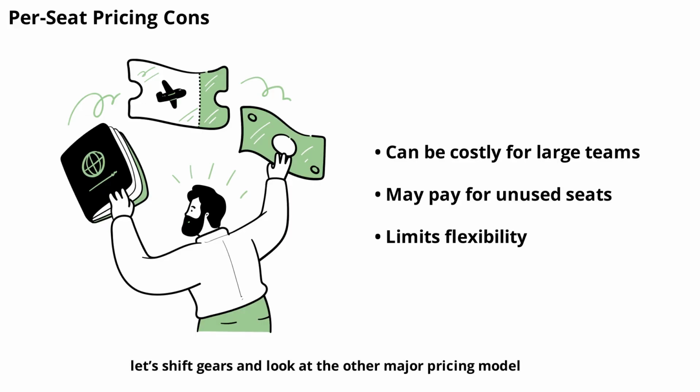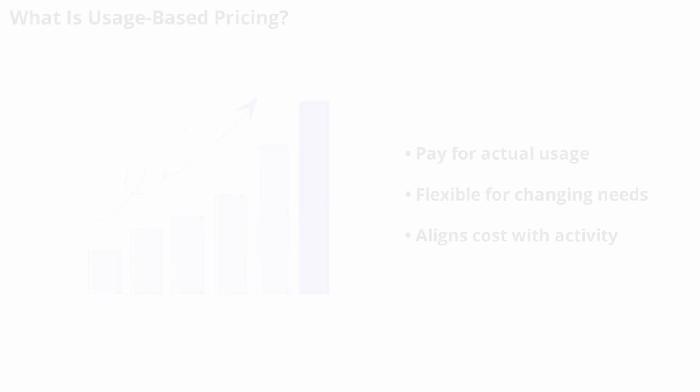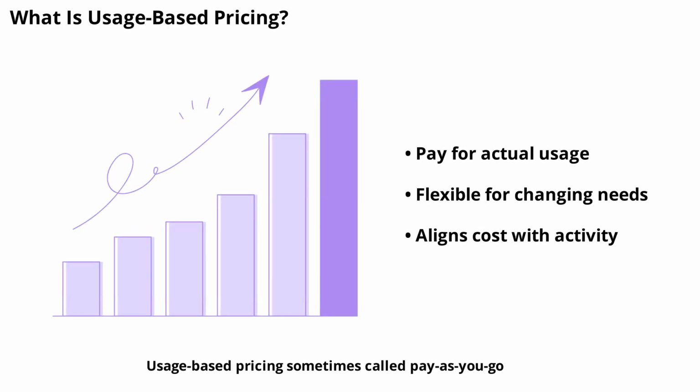Now, let's shift gears and look at the other major pricing model, usage-based pricing. Usage-based pricing, sometimes called pay-as-you-go, charges you based on how much you actually use the warehouse management software. This could be measured by the number of transactions, orders processed, or storage space used. The more you use, the more you pay. This model is highly flexible and can be ideal for businesses with fluctuating activity levels. It aligns costs directly with operational volume, which can be a big advantage for growing or seasonal businesses.